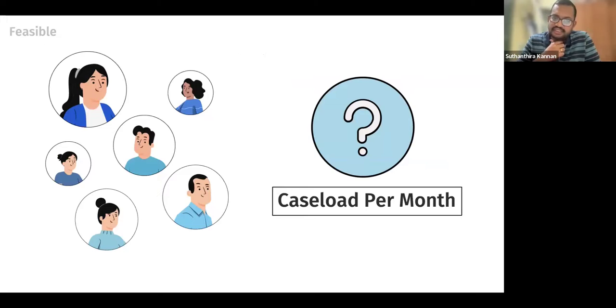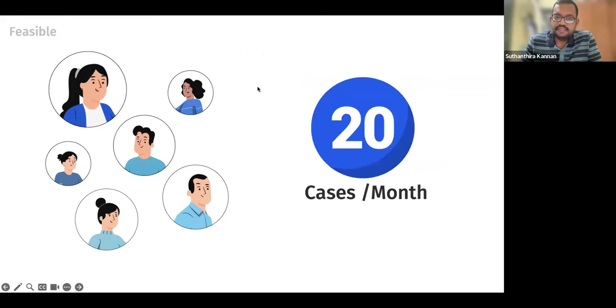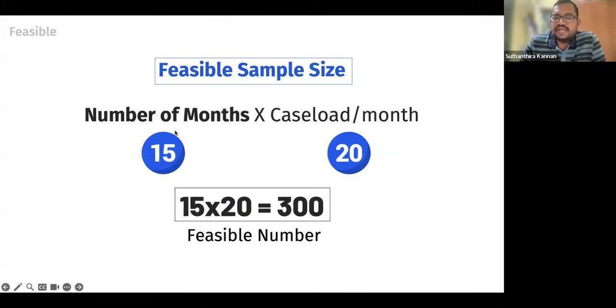Let's say I am doing a study on systemic lupus erythematosus. Let's say there are 20 cases per month in my OP, the OP which I visit. So with 15 months of data collection, monthly 20 cases, if you are able to get a sample size of 300 or below 300, then it is a good thesis. Am I correct?